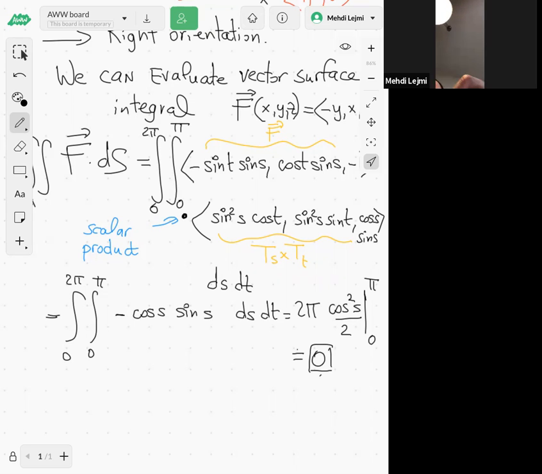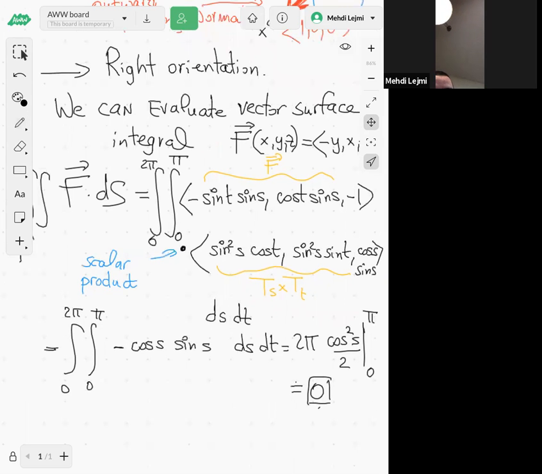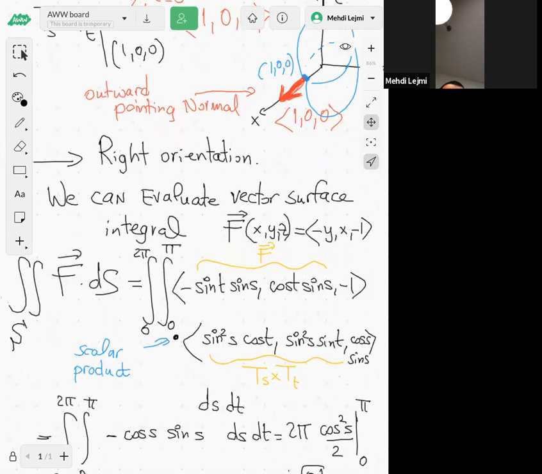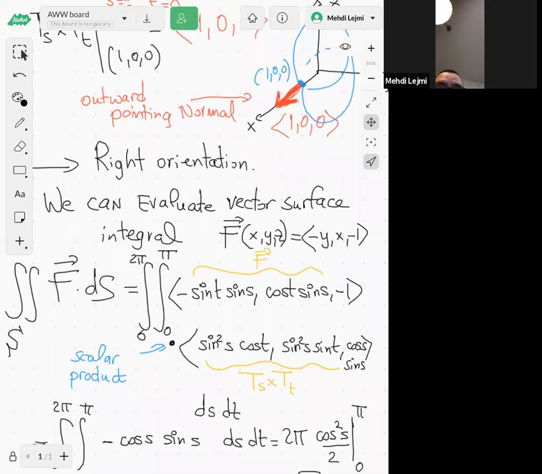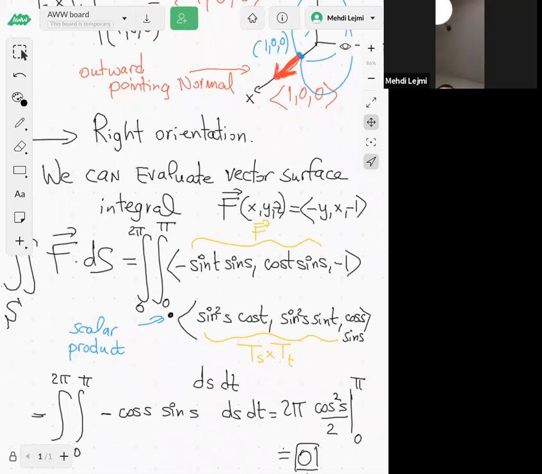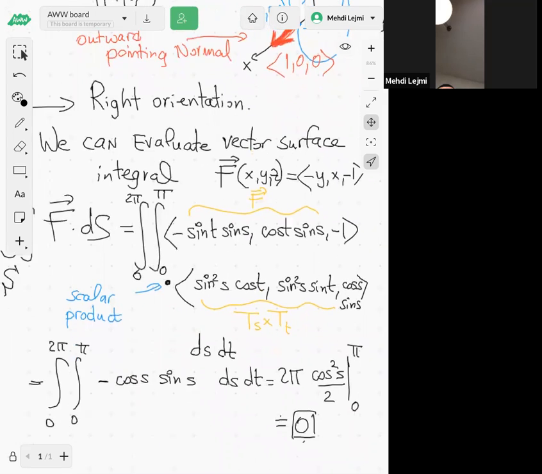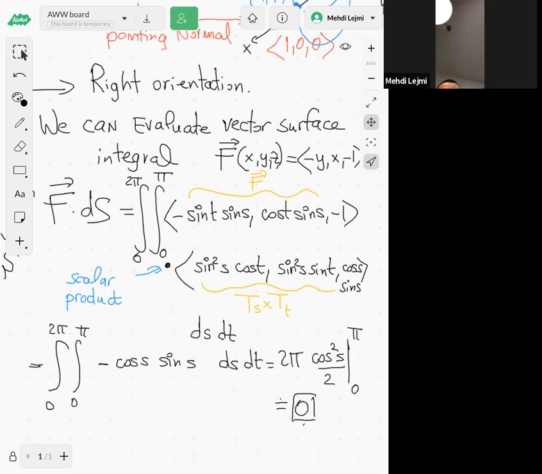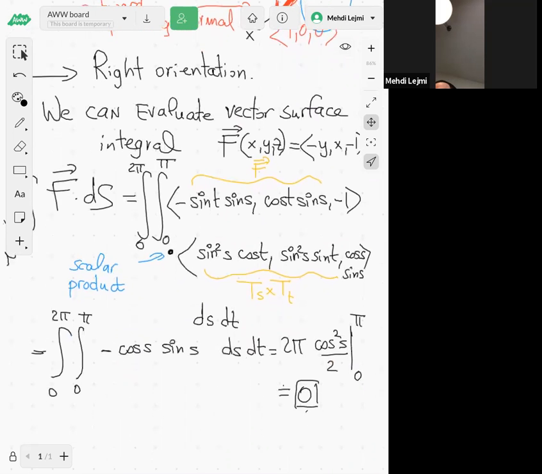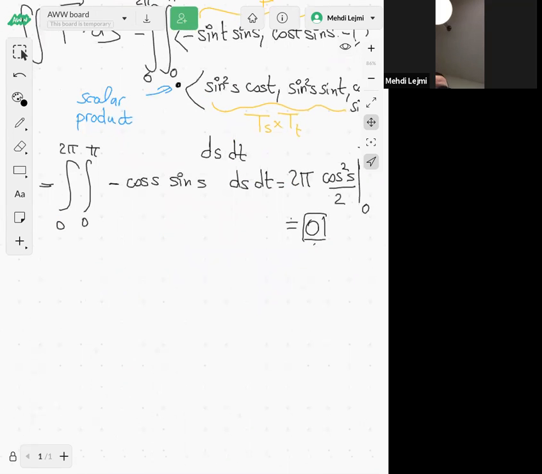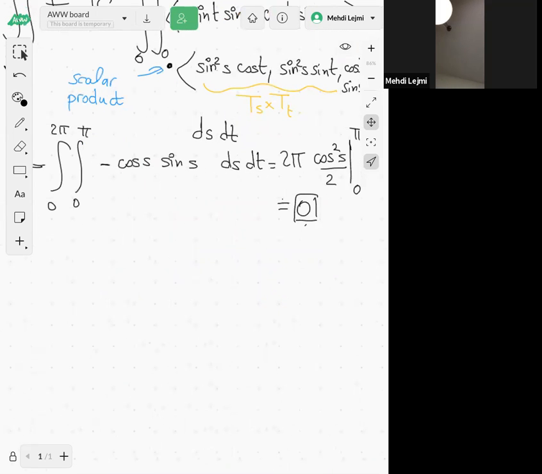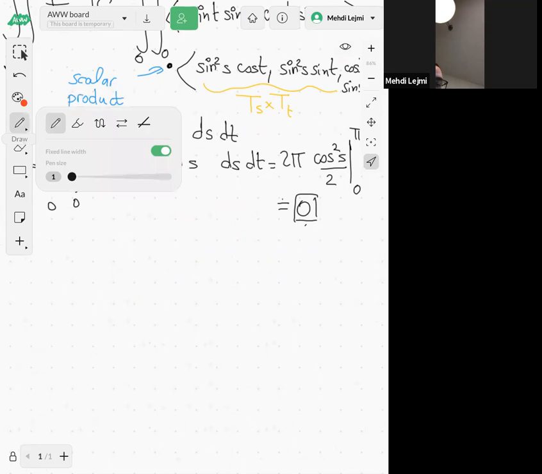What's really important for you guys is to fix the right orientation for your vector surface integral. Any question about this example, guys? No questions. All right, so there's an exercise, a similar problem. Again, the main thing here is to find the right orientation for your surface. So here's an exercise.